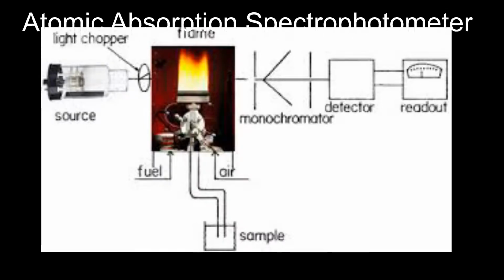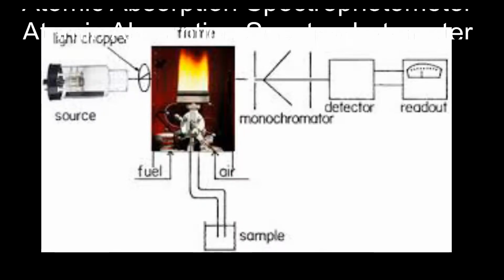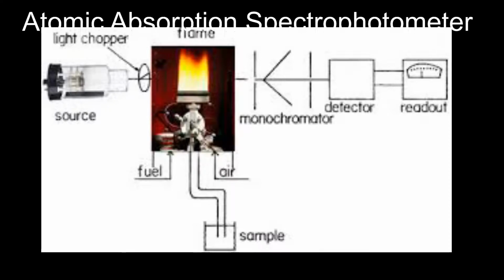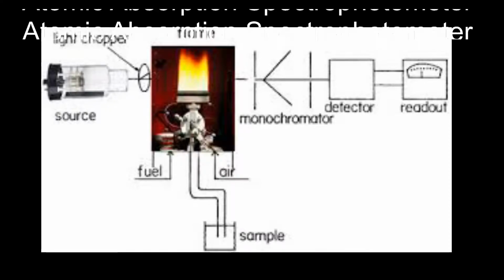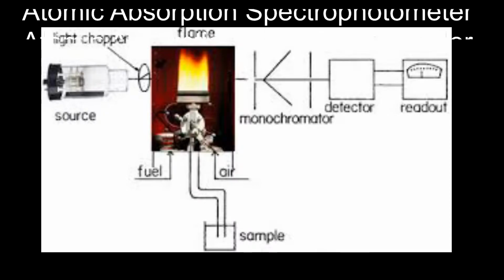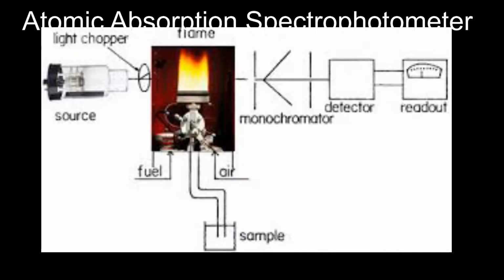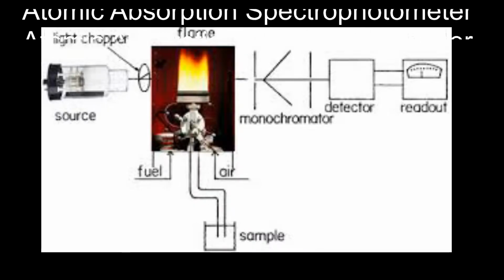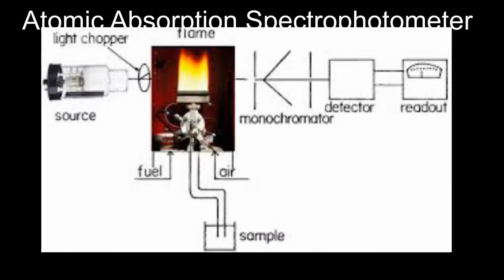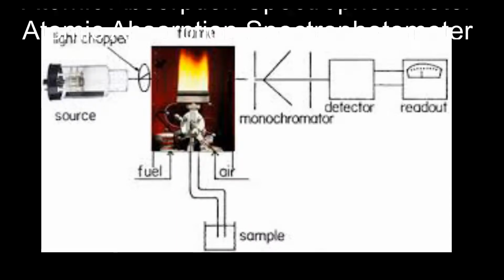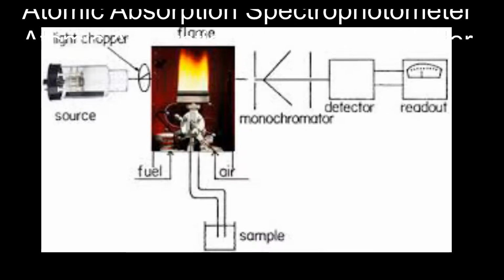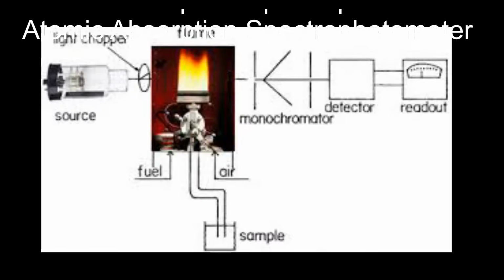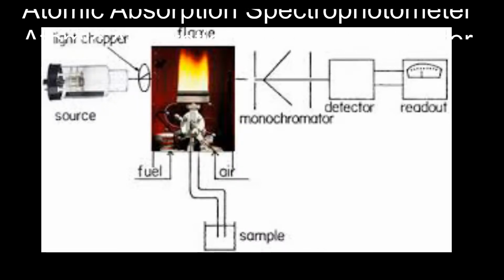Let's learn about an important analytical technique, atomic absorption spectrophotometry, the principle and instrumentation. Atomic absorption spectrometry is the study of absorption of radiation by the ground state atoms when a sample is introduced into a flame. This absorption is characteristic of the absorbing element and hence it helps in the identification of that element.